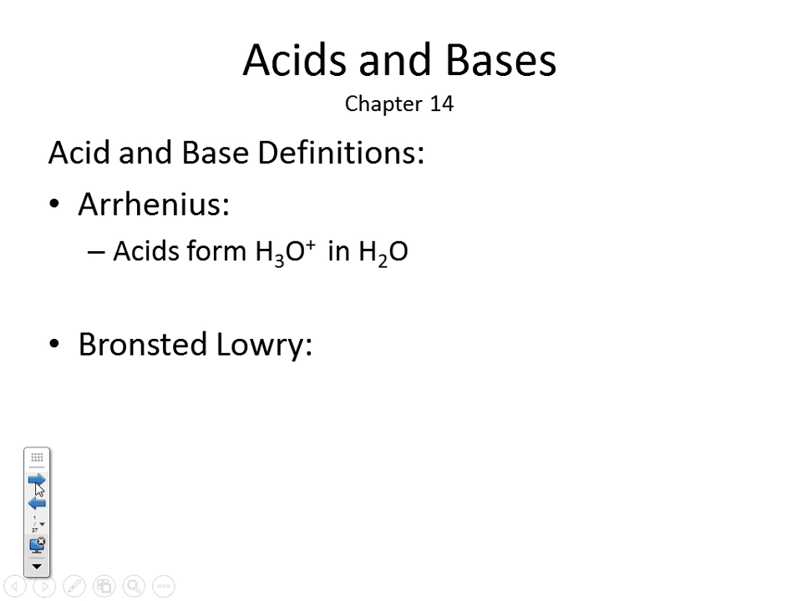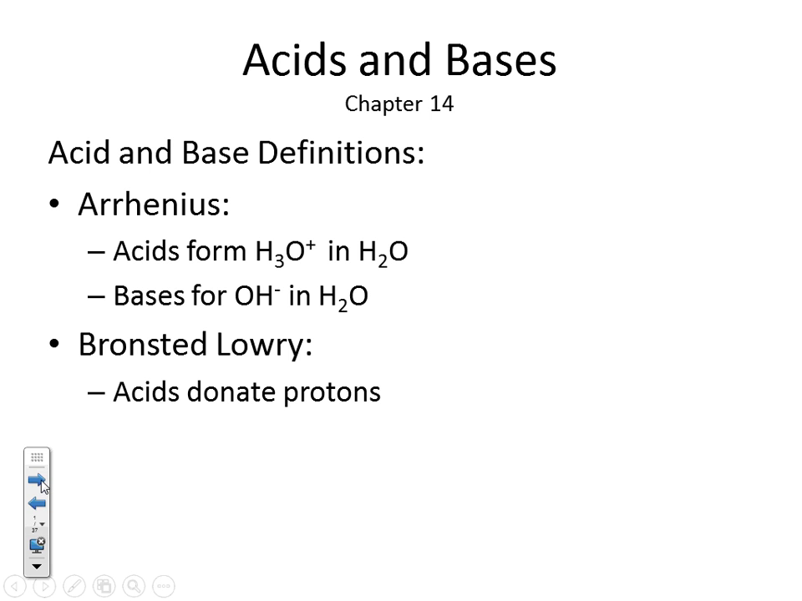We have the Arrhenius definition, which says that acids make hydronium and bases make hydroxide. And this is where we get our pH calculations, from the autoionization of water. And then we have the Bronsted-Lowry definition, which is a little bit broader. Acids donate protons or hydrogen ions, whereas bases accept protons or hydrogen ions.